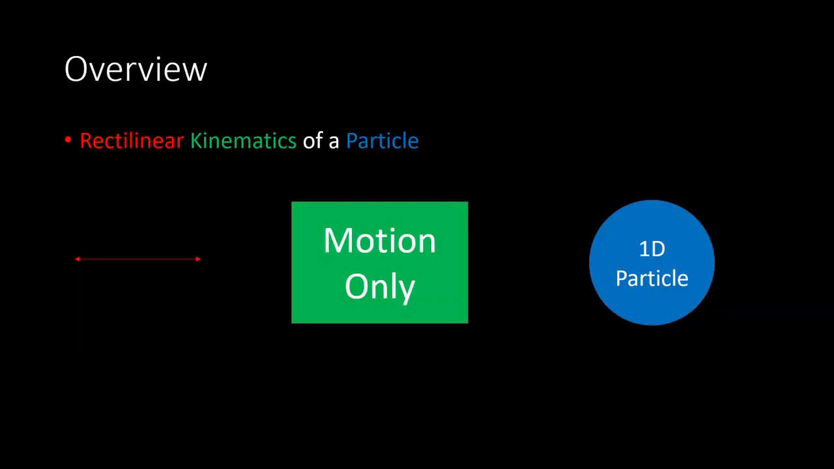Just a quick overview of what rectilinear kinematics of a particle means, so you know exactly what we'll be doing in this lesson. In this case we'll be looking at one dimension, rectilinear, so that's just any normal XYZ axis, and we'll just be looking at one of those dimensions. Kinematics means motion only, so no forces, impulse, anything like that. And particle just means a 1D object, so something where we don't care about the motion relative to itself.